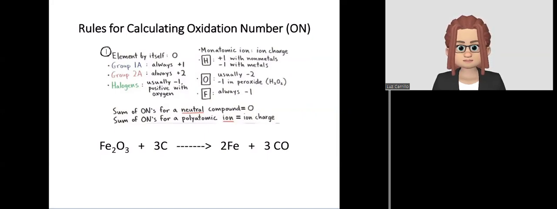This includes the diatomic elements. So that is H2, N2, O2, F2, Cl2, Br2, and I2. Whenever you see them by themselves in a chemical reaction, then you know that their oxidation number is 0. If you have monoatomic ions, meaning elements that live in groups 1A, 2A, 3A, but this only applies for aluminum, gallium, and indium.